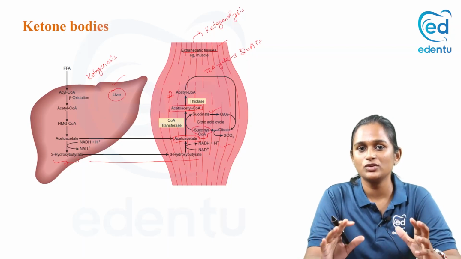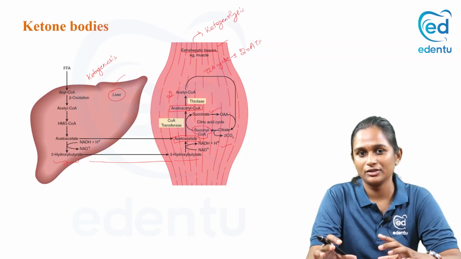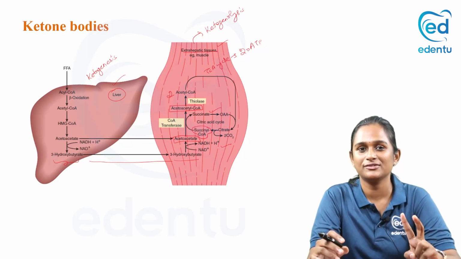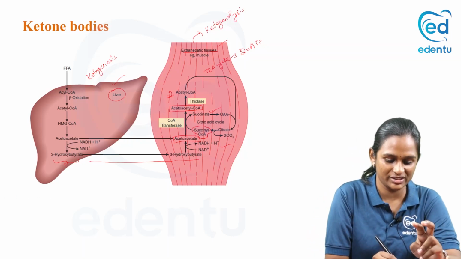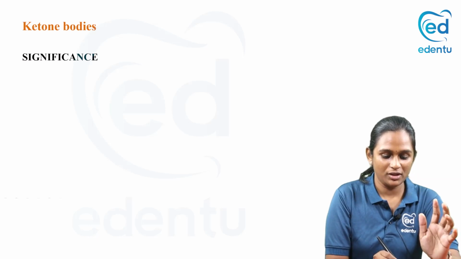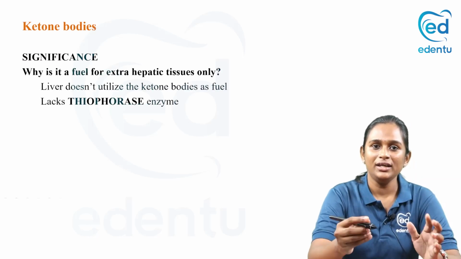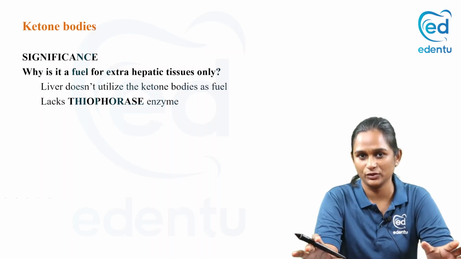So this is how ketone bodies produced in the liver are transported to the extrahepatic tissues and broken down to two molecules of acetyl CoA, and those two molecules of acetyl CoA will enter the TCA cycle and provide energy to that tissue. So what is the significance? Why can the liver, even though it produces ketone bodies, not utilize them?